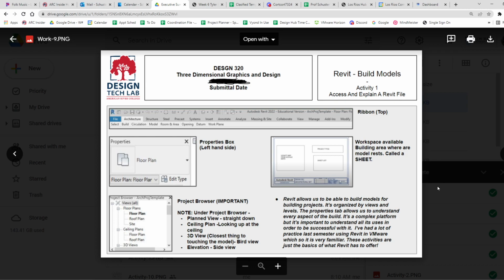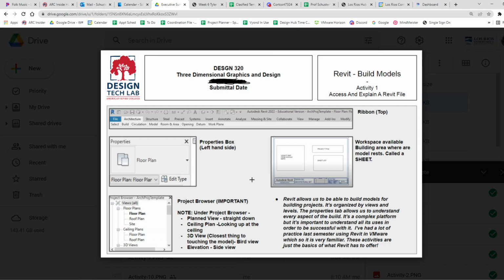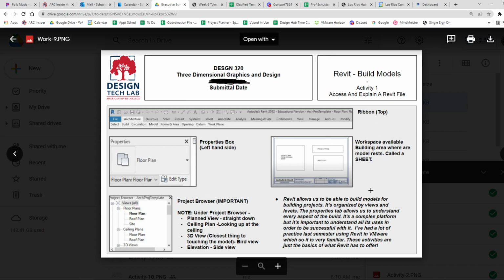Here's another one that shows a ton of good information, and it shows some depth. Access, explain a Revit file. So it shows the main portions of it, and it gives a little bit of information about what each one does. And here's an explanation of Revit.